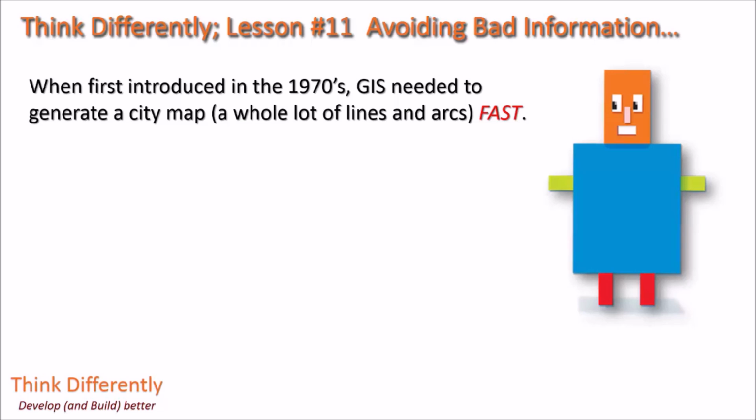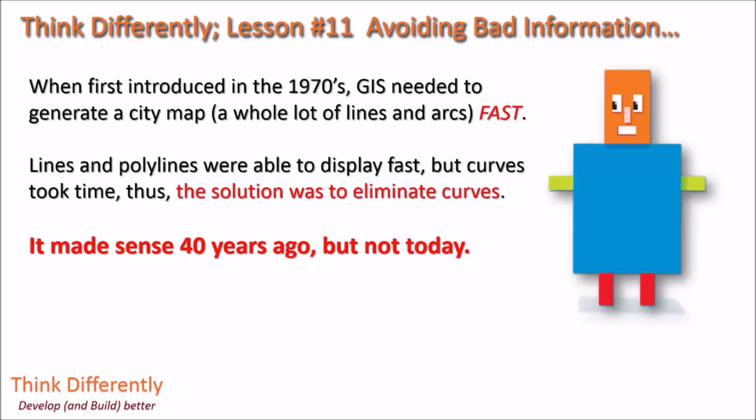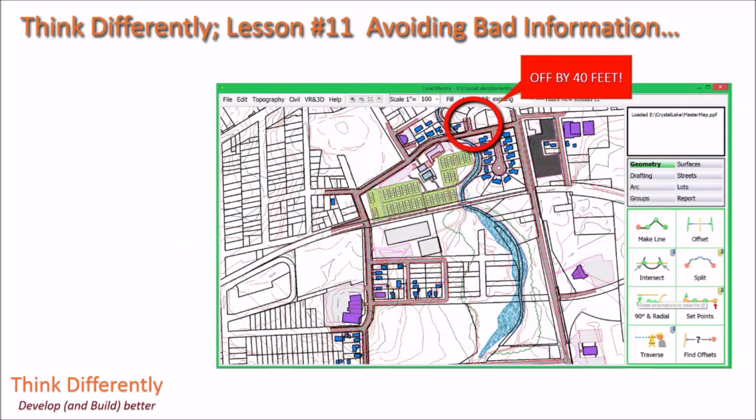So when mapping first came out, the GIS, it was 1970s. You had to generate a map quickly on a computer screen, and there was no quick computers. So he had to generate this huge city. So he couldn't have the time to draw an arc or a curve because curves took too long to draw. So the solution was to eliminate all curves, and you end up with tiny little lines. Well, that was in a rectangular world, but we're not in a rectangular world. It made sense 40 years ago, but not today. But GIS systems still hold on to that same premise.